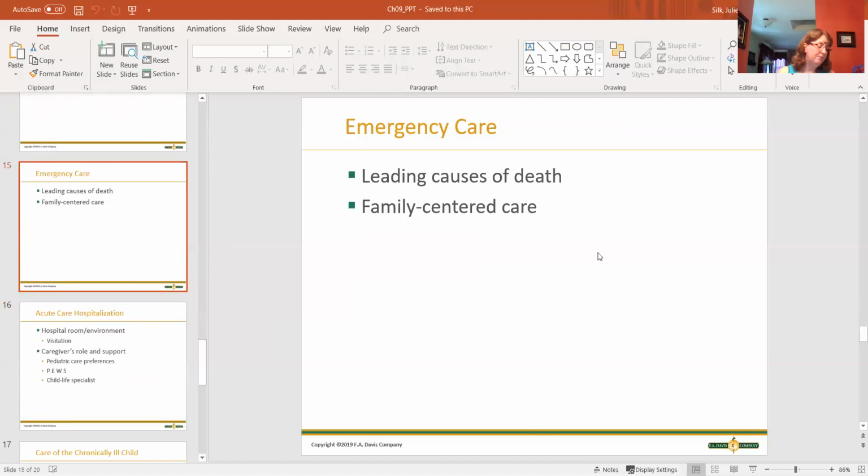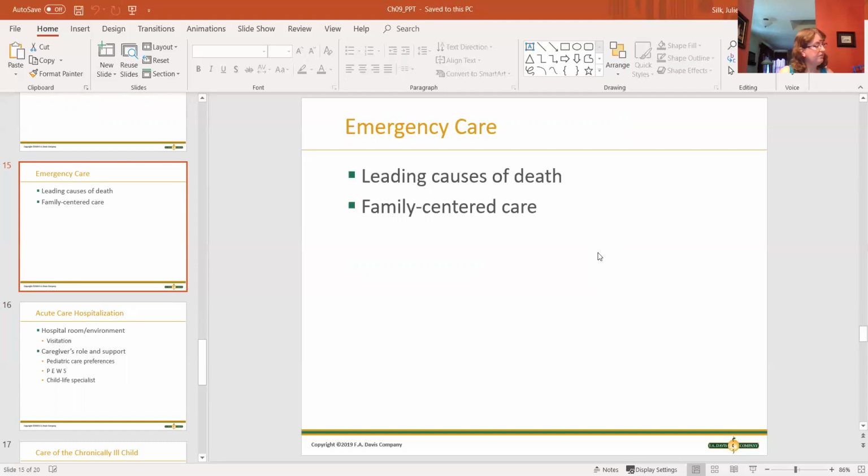Okay, unintentional injuries and cancer are two leading causes of death in children 5 to 14 years old. When a child has been injured, the family often sees a physician as the point person, but he or she is often unavailable to talk with the family during the crisis while providing and directing the care. For this reason, child life specialists, social workers, and chaplains should be available to help out with this.